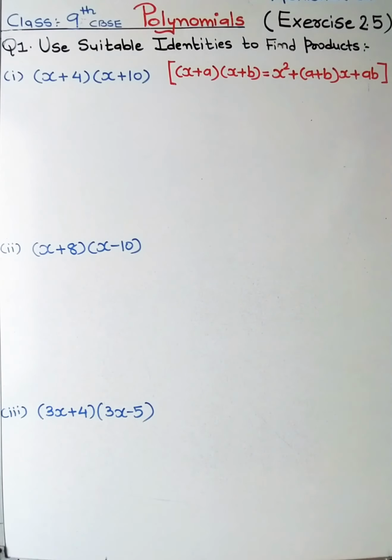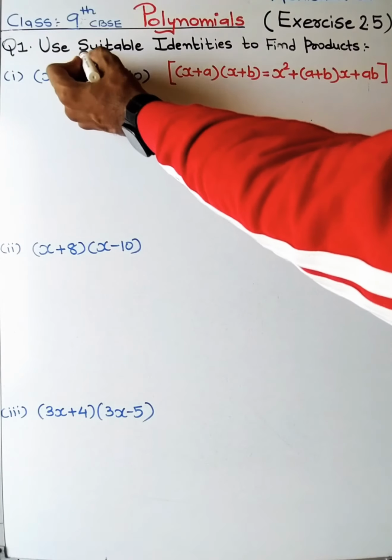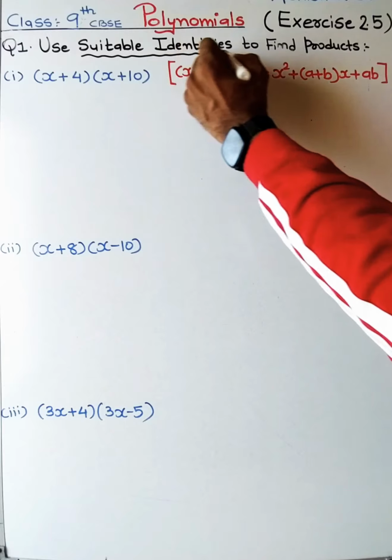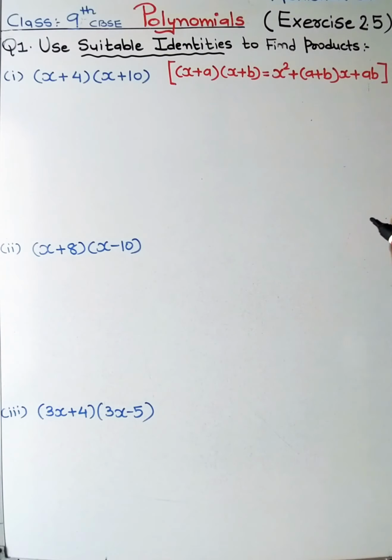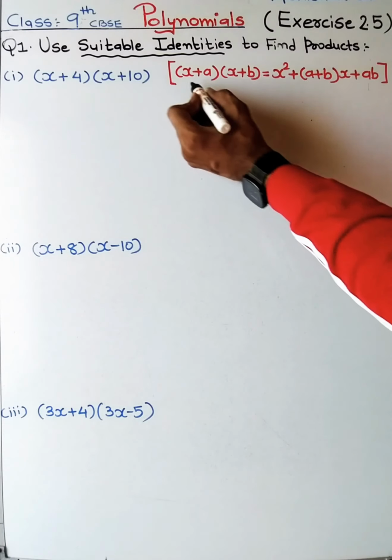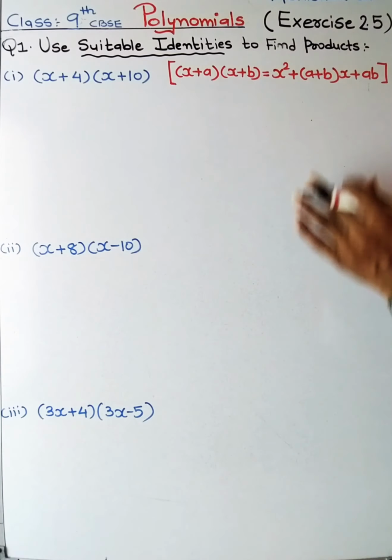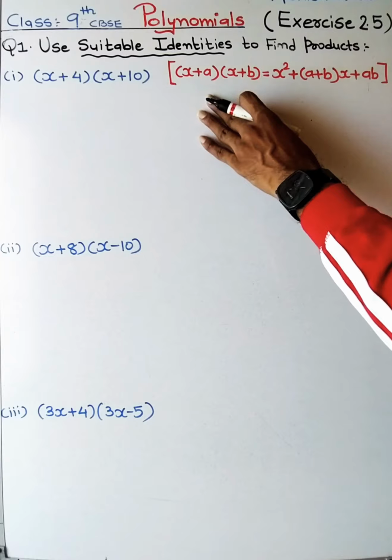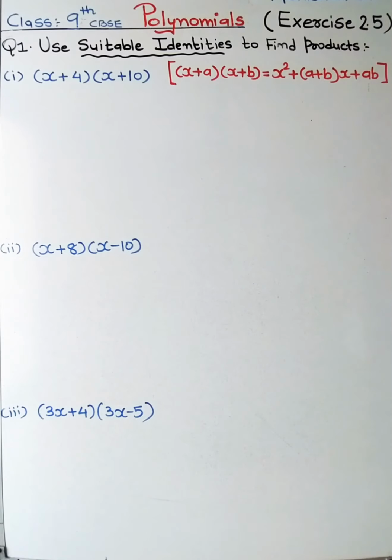Question number 1 is, using suitable identities, find out the following products. So we are going to use different identities and then we will be solving the products. Clear? So for your convenience I will be writing the identities, whatever identity we are using, just beside the question.